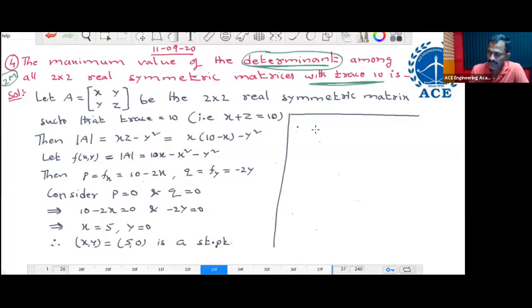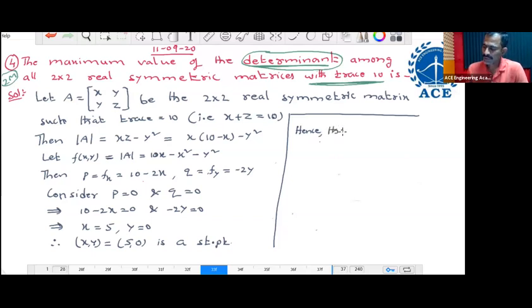Even if you find the second order derivatives and verify the condition, we get the same thing, because fxx is minus 2, fyy is minus 2, the product is plus 4, and fxy is 0, so rt minus s square is greater than 0. Rt minus s square greater than 0 means either maximum or minimum, but r is minus 2, negative. Negative means maximum. So directly it is a maximum point.